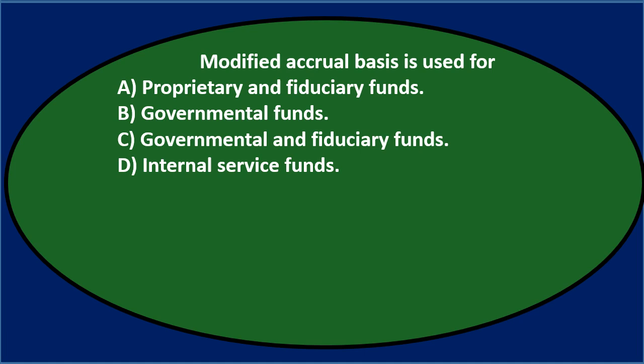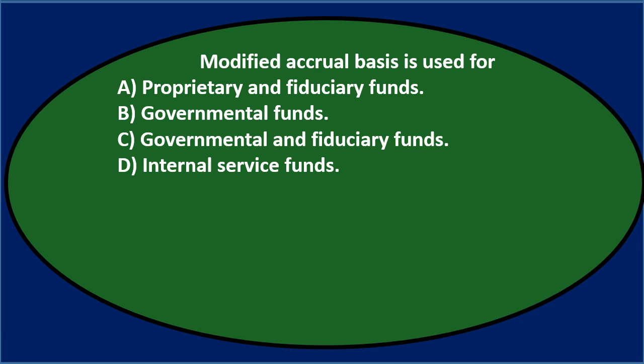First question: modified accrual basis is used for either A, proprietary and fiduciary funds, B, governmental funds, C, governmental and fiduciary funds, or D, internal service funds. Let's go through this again using the process of elimination.